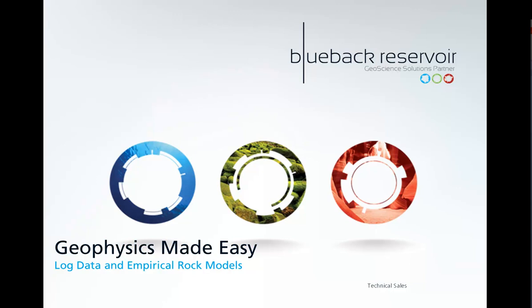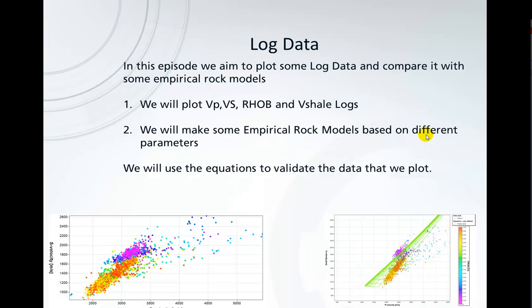In this episode, we're going to look at plotting log data together with empirical rock models. So the aim of this episode is to plot some log data and compare it with some rock models. We're going to use VP, VS, rho and VShale logs to plot some data, and we're then going to overlay some different empirical rock models. We're going to use the rock models to validate the data that we've plotted and help decipher what kind of rock types we have in our well.